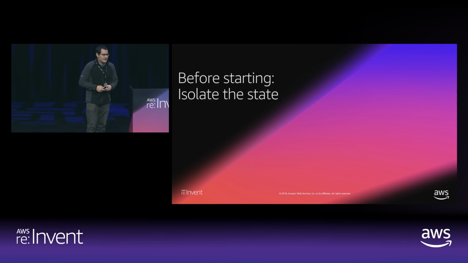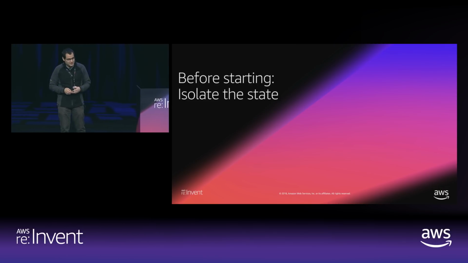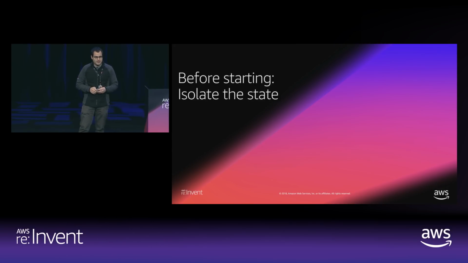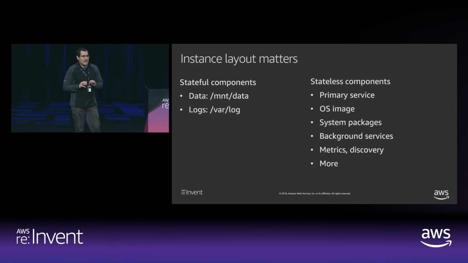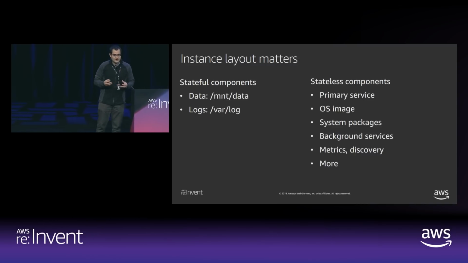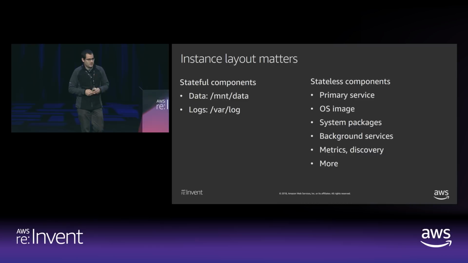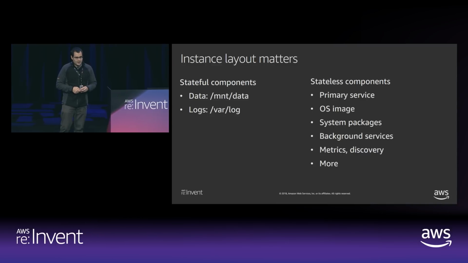All right, so now that we've talked about the option of not managing state, let's talk about how we are going to manage state if we've decided we're going to. So step 1 is isolating your state. What I mean by this is thinking about how you lay out your EC2 instances. In particular, the vast majority of the services that run on an instance are probably pretty stateless. Things like the actual database itself, the Debian package, the OS image, the system packages, background services. These things can be changed without affecting the mutable state, which is the really difficult problem.